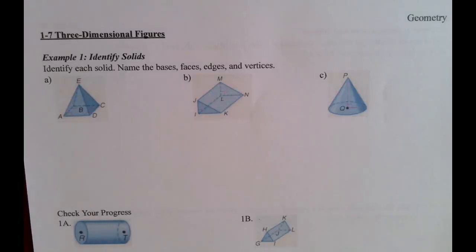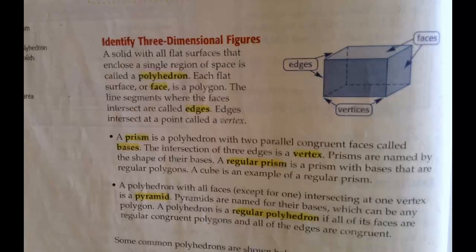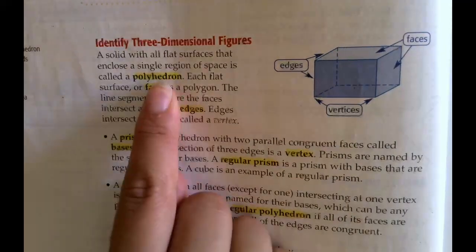Hi guys, so today we're talking about three-dimensional figures and we're going to get started with some definitions that are in the book. Okay, so three-dimensional figures, the first word is polyhedron.